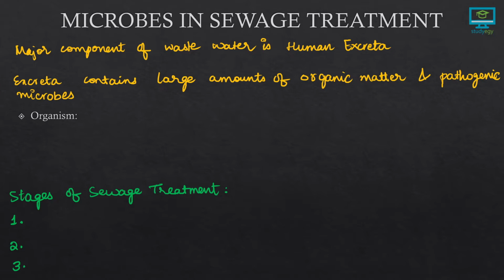Today we'll be discussing the microbes in sewage treatment and how a sewage treatment plant works. The major component of wastewater is human excreta, and these excreta usually contain a large amount of organic matter and pathogenic microbes. Hence we cannot directly put this into a water body. So they need to be processed in such a way that these pathogenic microbes are removed.